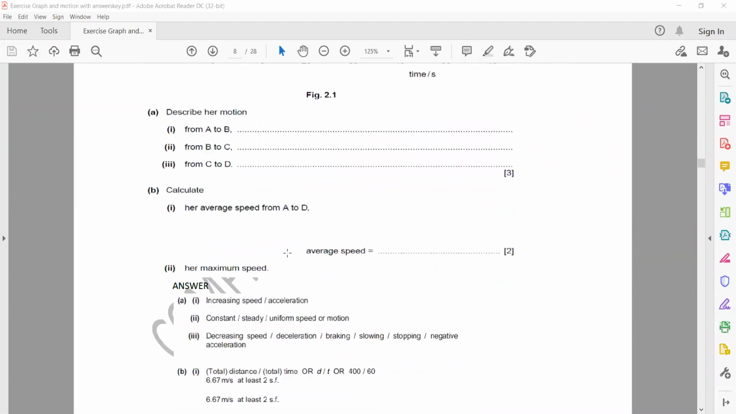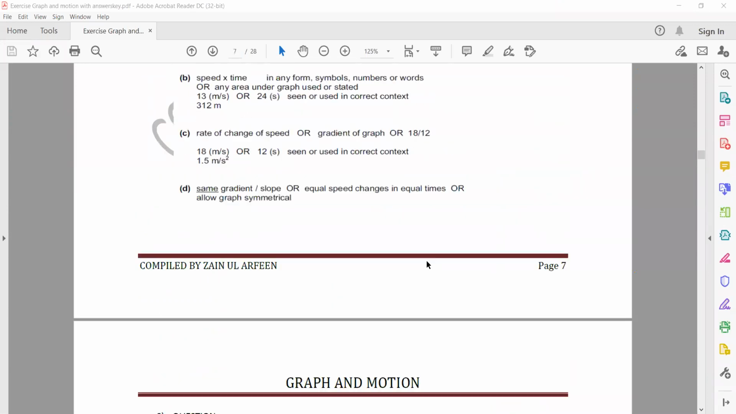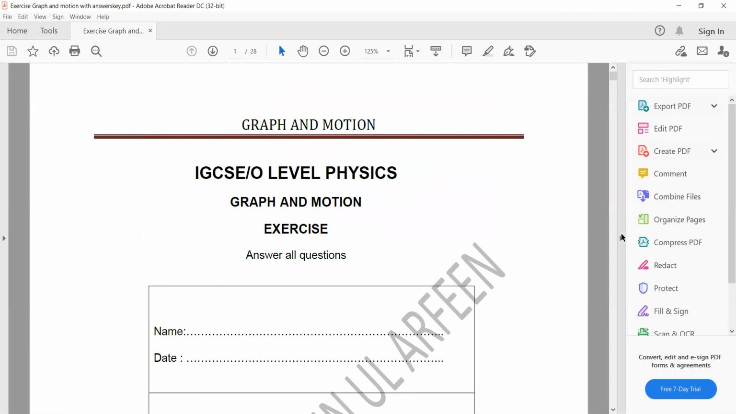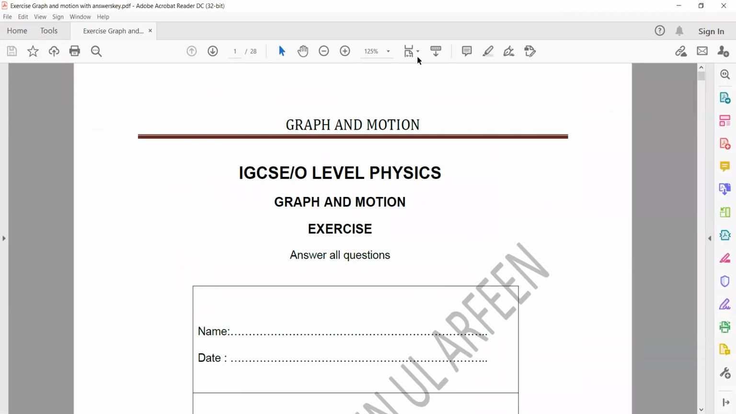So this was the exercise. From time to time I will discuss some of the questions from this exercise, because it's a lengthy exercise.